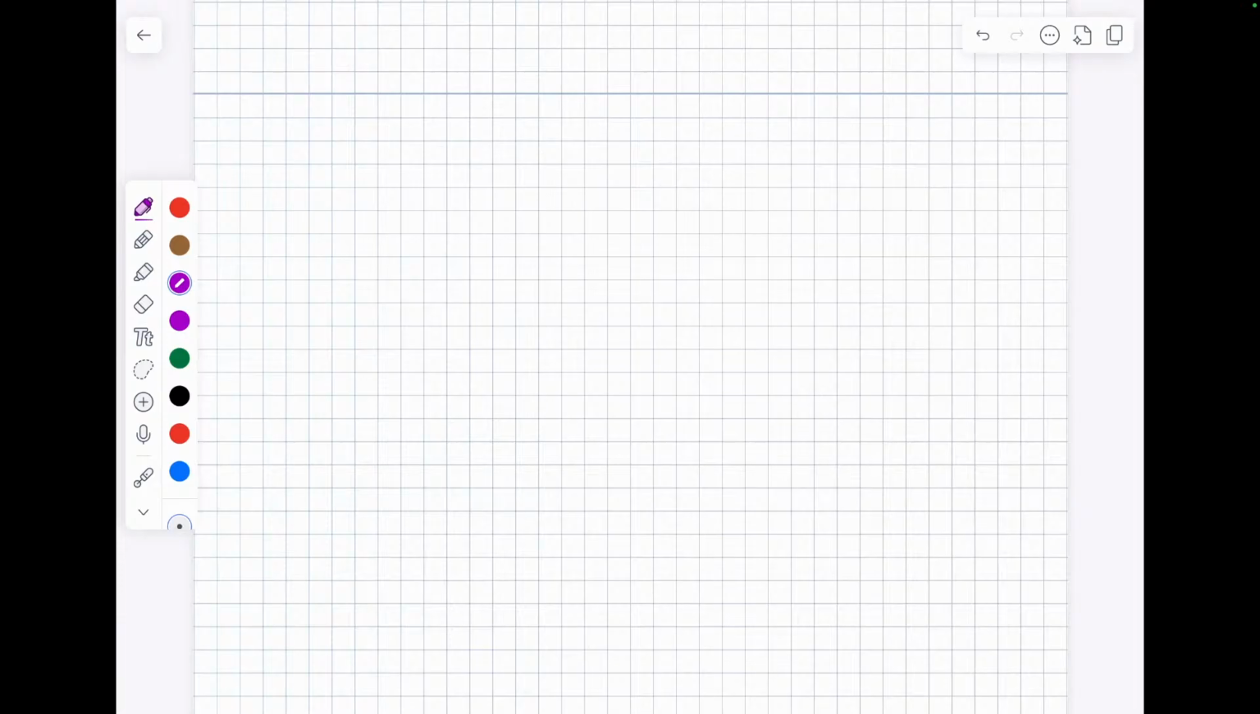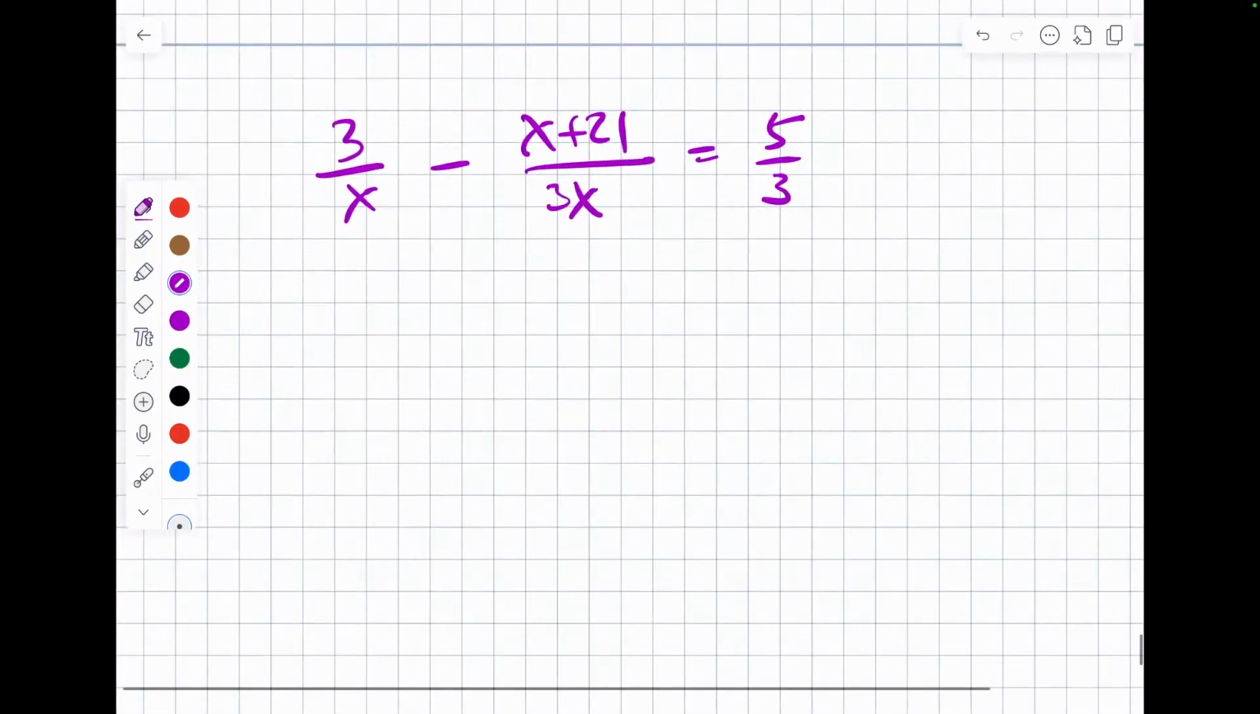We're gonna solve all kinds of equations, but today we want to solve a pretty interesting one, because we already dealt with rational functions. We want to solve an equation that looks like this: 3 over x minus (x plus 21) over 3x is equal to 5 over 3. So how would I solve this equation? We already taught you.